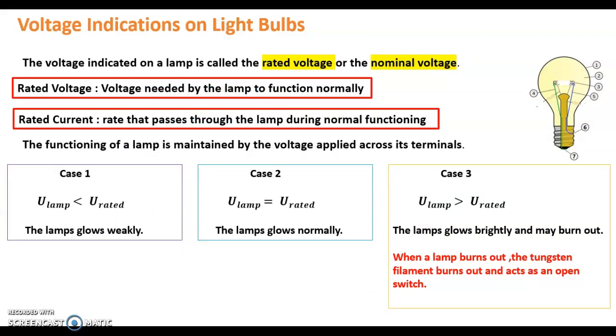So when a lamp burns out, the tungsten filament burns out here and acts as an open switch. The terminals are disconnected from each other. The base and electric contact are no more connected through the tungsten filament. So here we have an open switch. A burnt lamp acts like an open switch.